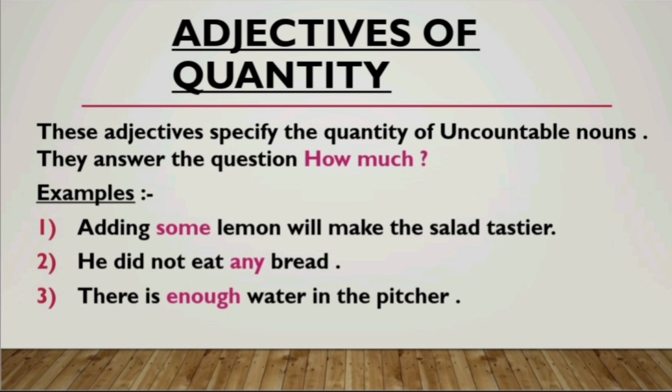The next example is: he did not eat any bread. Bread is an uncountable noun, so he did not eat any bread, it's giving the quantity any, it's not giving an exact number. The next and the last example is: there is enough water in the pitcher. So water is an uncountable noun and enough is used as an adjective of quantity.